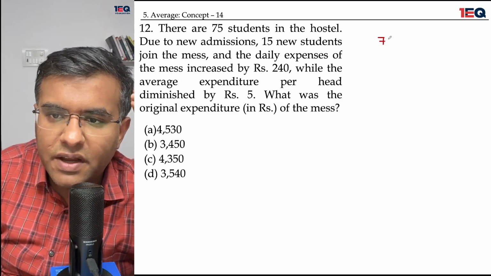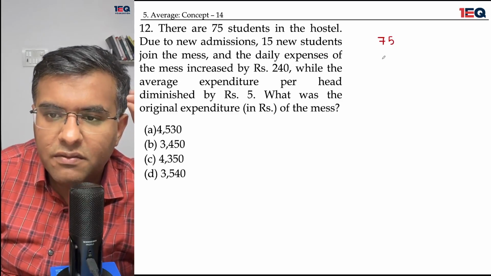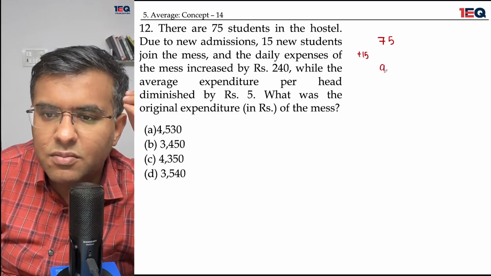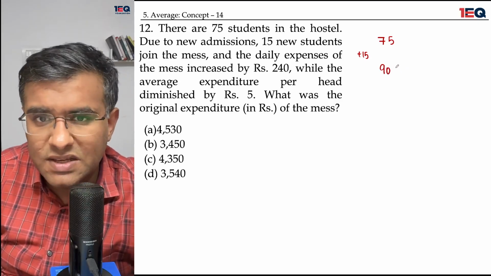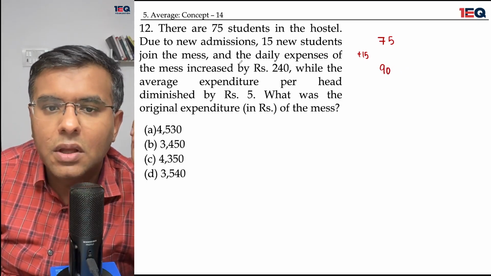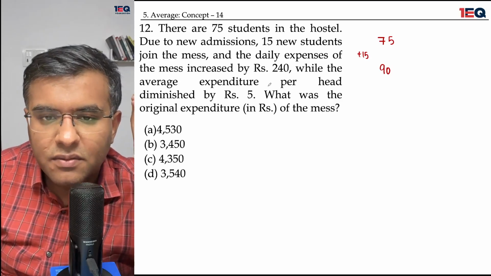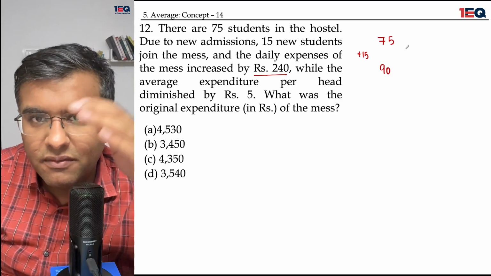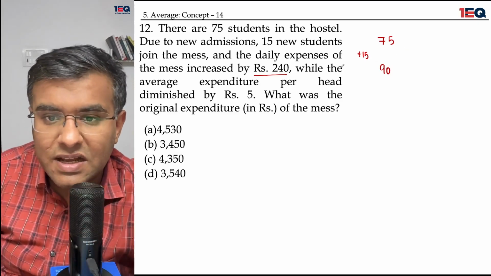There were 75 students in a hostel. 15 more students got admitted to the hostel, which brought the new strength of the hostel to 90. The daily expenditure of the mess was increased by 240 rupees. This is the effect. We'll see the cause. We'll see how this actually happened.